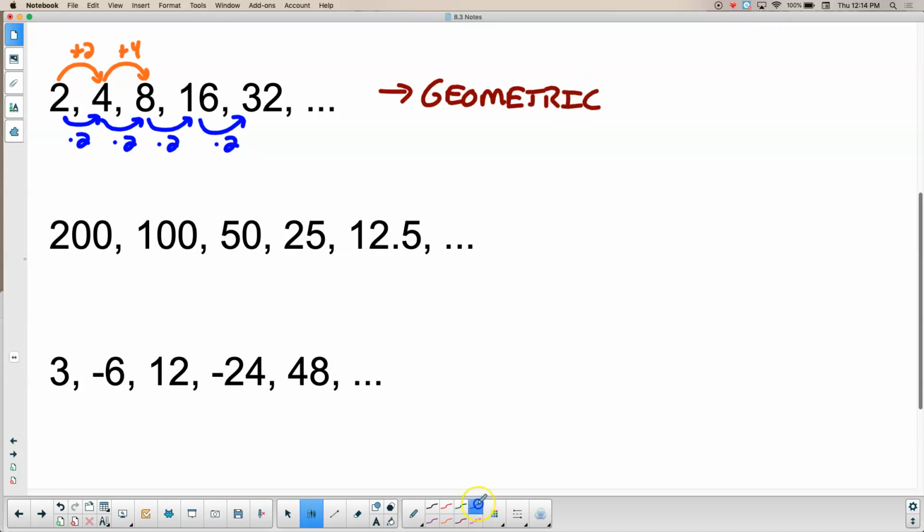And the R value would be any term divided by the term right before it, or what we multiply to get the next term. So my constant ratio is 2. 32 divided by 16 is 2. 16 divided by 8 is 2. 8 divided by 4 is 2. 4 divided by 2 is 2.